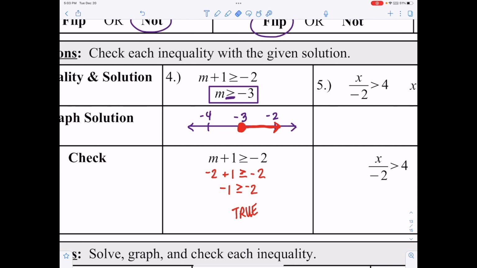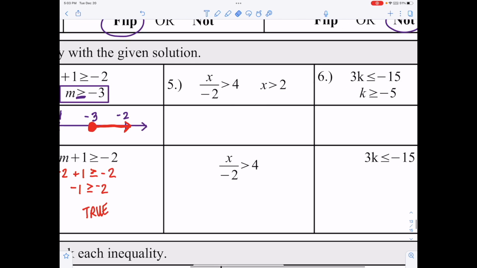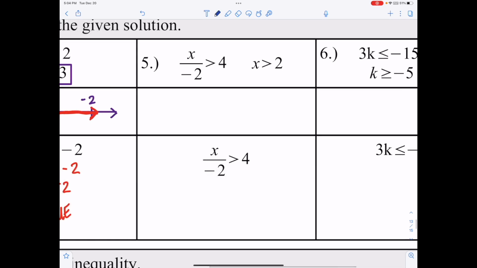All right, let's take a look at this next problem. And here we go. So someone is saying that x is greater than 2. We'll see if that's accurate. So we're just plugging the 2 in and solving what is on that left side of the inequality.